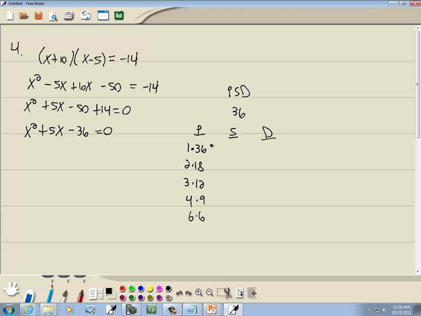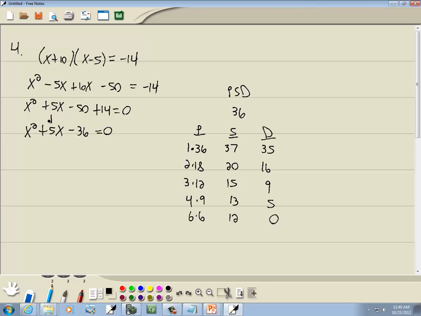In the S column, we add them together. 1 plus 36 is 37, 2 plus 18 is 20, 3 plus 12 is 15, and 4 plus 9 is 13, and 6 plus 6 is 12. Difference column, we subtract them. 36 minus 1 is 35, 18 minus 2 is 16, 12 minus 3 is 9, 9 minus 4 is 5, and 6 minus 6 is 0.